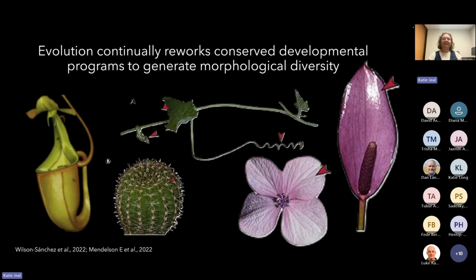Evolution also pushes this conserved leaf developmental program towards novel functions. For example, the carnivorous trap of pitcher plants, climbing tendrils in cucumber, protective spines in cacti, and the colourful bracts of hydrangea and anthurium, which attract pollinators, all demonstrate how the same underlying leaf developmental program can produce structures with vastly different forms and functions.